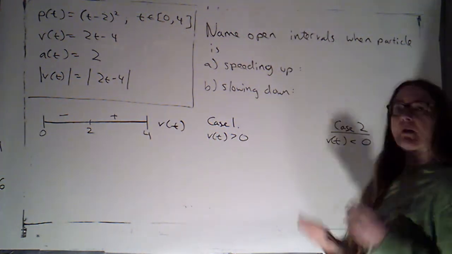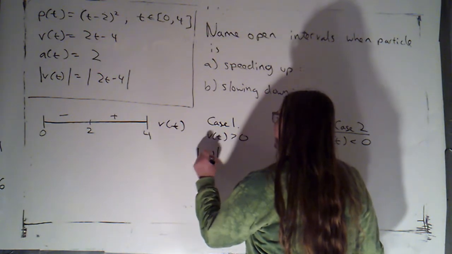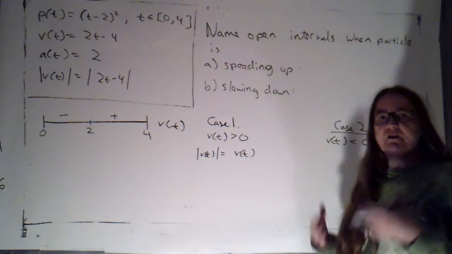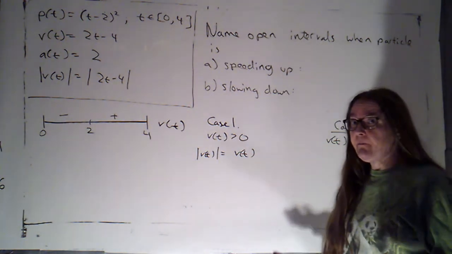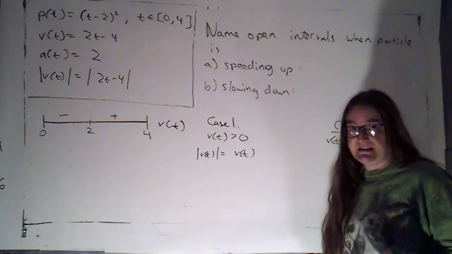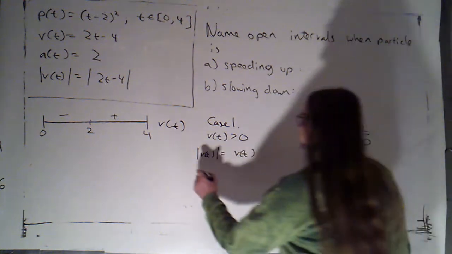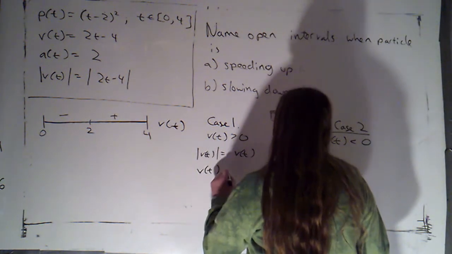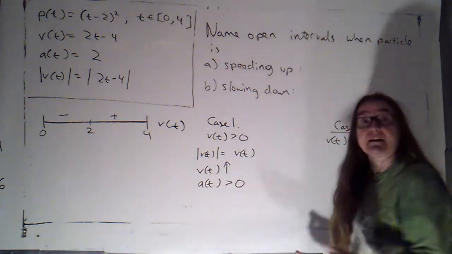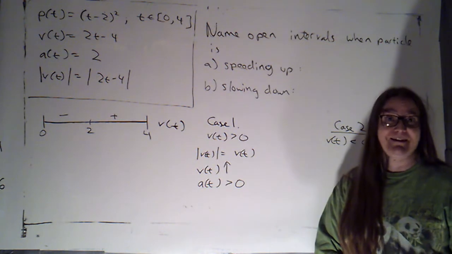Okay, now if velocity is positive, then speed is actually the same as velocity. So in that case, speeding up means that the speed is increasing. Speed is the velocity in this case, so that would mean that the velocity is increasing. So we would want the velocity to be increasing, which means we would want the acceleration to be positive, because the acceleration is the rate of change of velocity.